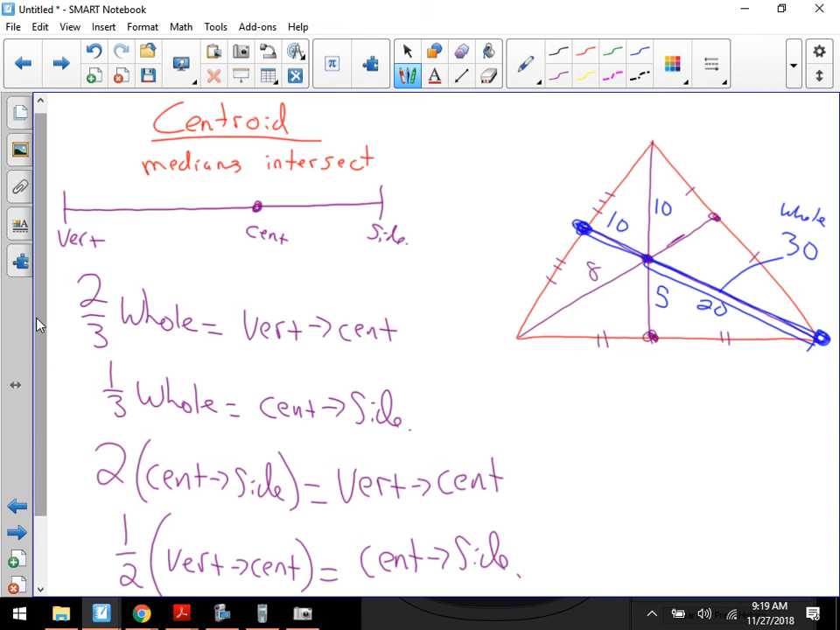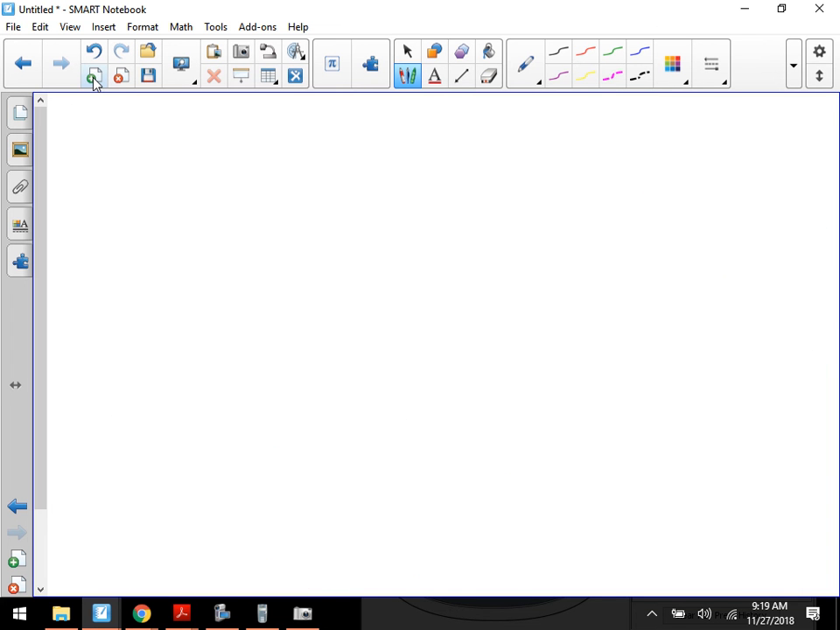Because this part here, this is vertex to centroid, is 8. Centroid to side would be half of it, would be 4. Not drawn to scale. Just think of it that way. I'm just throwing numbers out there that I know would work clean. Then the last little bit, what you did last week was your angle order.